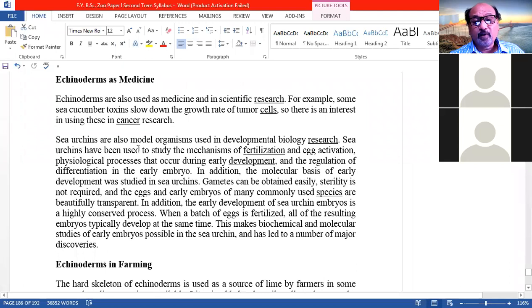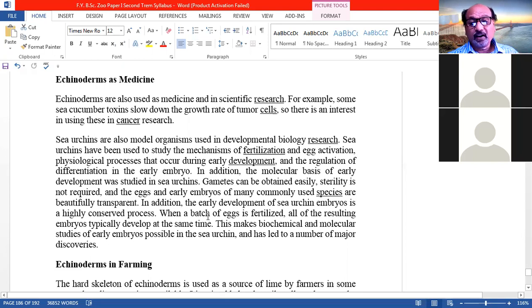Sea urchins are also model organisms used in developmental biology research because their eggs are easily available and can be studied in embryological studies, like blastula, gastrula and cleavage studies. The development of the embryo can be easily studied there. The gametes can be obtained easily. Sterility is not required, and the eggs and early embryos of the commonly used species are beautifully transparent. Due to the transparency, we can observe the internal development of the embryo.